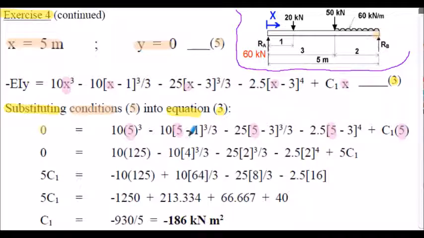All the square brackets, of course, now have positive values in them, so all the square brackets have to be considered this time. I'll let you undertake the basic arithmetic and the rearranging required here. What you should find is that constant C1 evaluates to negative 186 kilonewton meters squared. I'd encourage you to check that value before moving on.